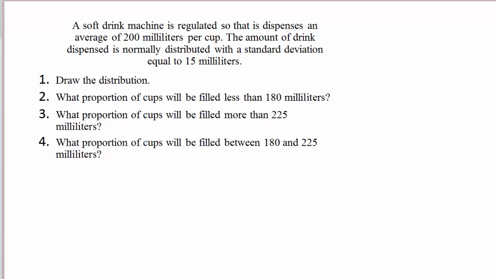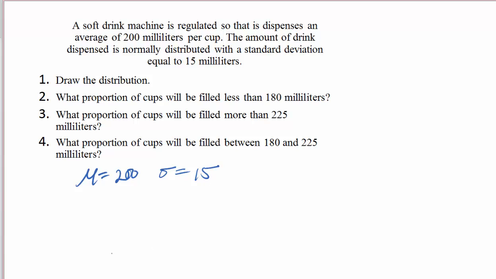In this example, I want to show you how you can use the TI-84 to solve this problem. A soft drink machine is regulated so that it dispenses an average of 200 milliliters per cup. The amount of drink dispensed is normally distributed with a standard deviation equal to 15 milliliters. So that means our mean is equal to 200. Our standard deviation is equal to 15.